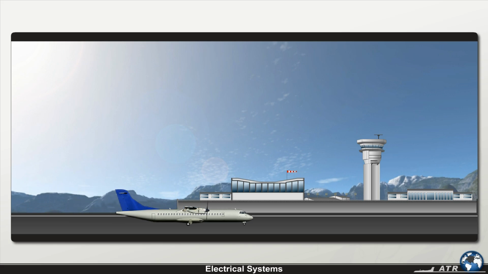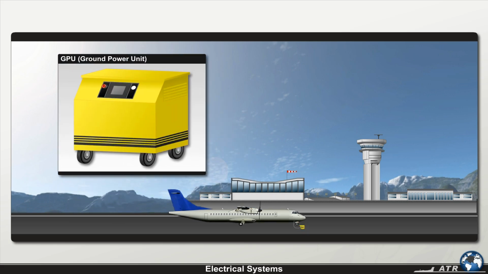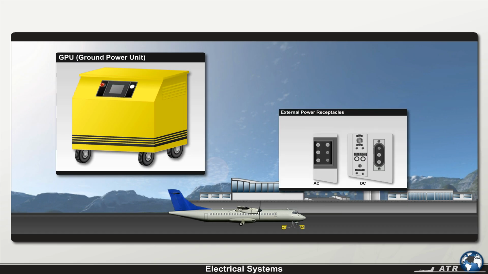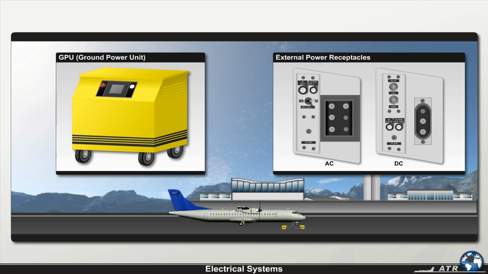DC and AC wild external power from ground power units. The aircraft can be provided with DC and AC wild electrical power via 2 separate ground power connections.